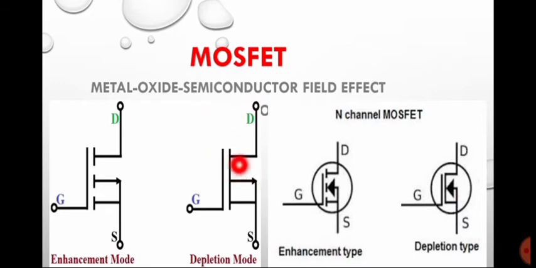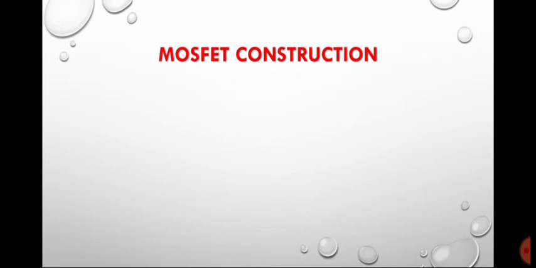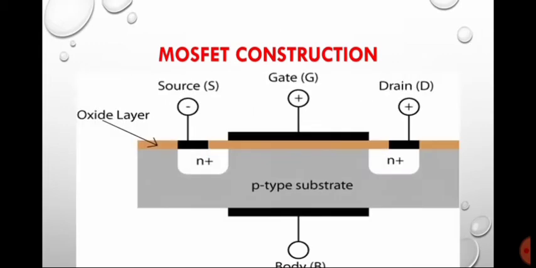So I am going to summarize. MOSFET can be broadly divided into two types. First type is known as enhancement and second type is known as depletion. Again, enhancement and depletion are divided into two types. This is P channel enhancement, this is N channel enhancement MOSFET. Here we have P channel depletion mode MOSFET and N channel depletion mode MOSFET. So let us move towards the next topic, and that is MOSFET construction.